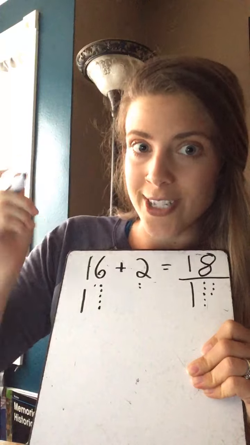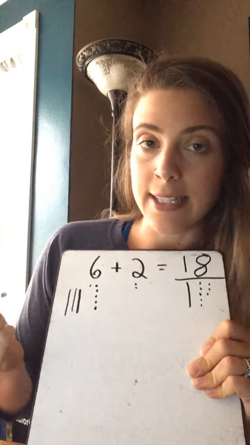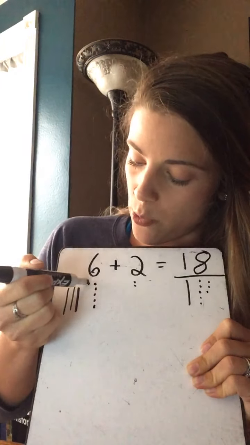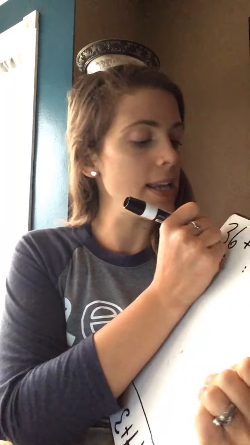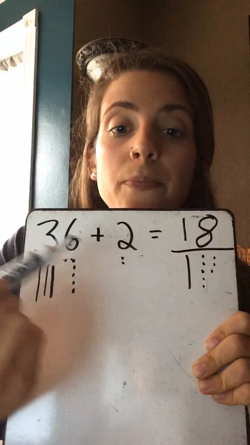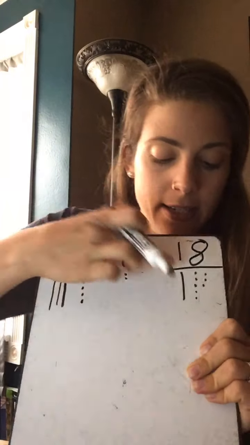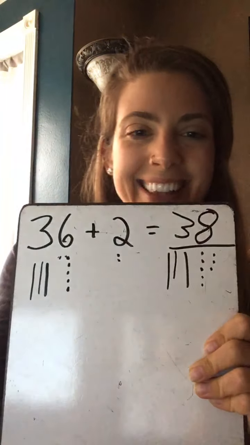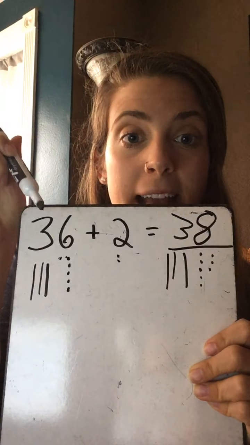Okay, let's change it. We're going to add 2 more tens. So now instead of 16, let's count up what our number is. 10, 20, 30, 31, 32, 33, 34, 35, 36. And we know our ones place is going to stay the same. Okay, so let's do 36 plus 2 more. 36, 37, 38. So our answer is 38. There we have it. So our ones are staying the same. We're just changing our tens.